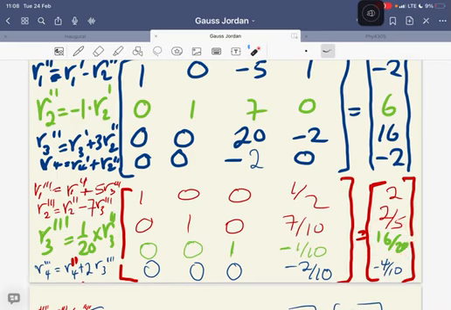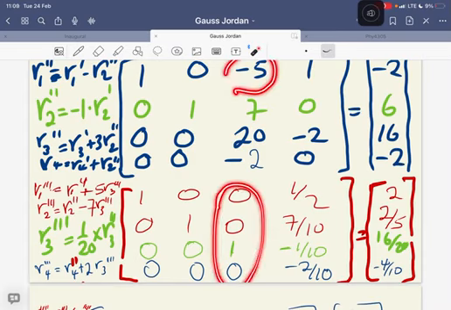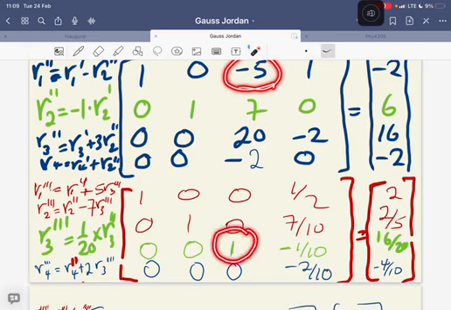Okay, so we come back to start with row 1. In row 1 at column 3 we have minus 5. So we want to make use of this minus 5 and 1 to get 0. So if we multiply this one by 5, and we add it to minus 5, we will achieve our aim of having 0 here.